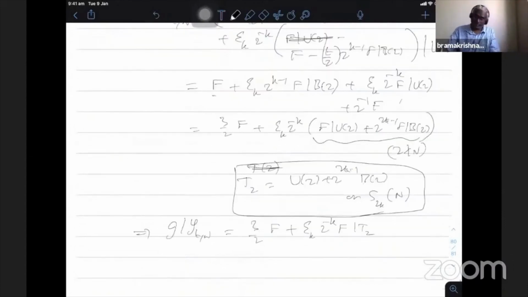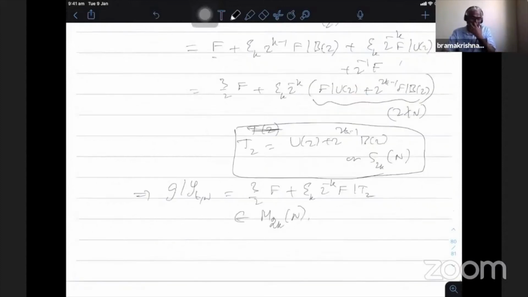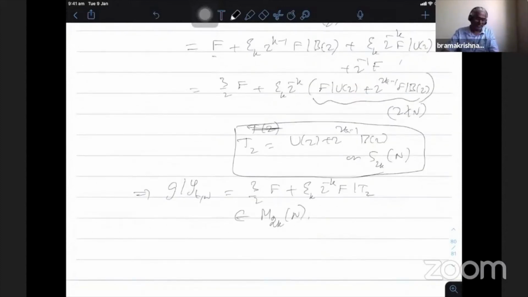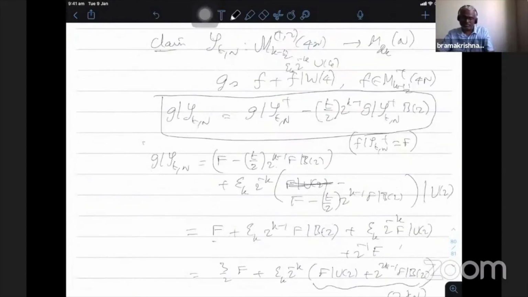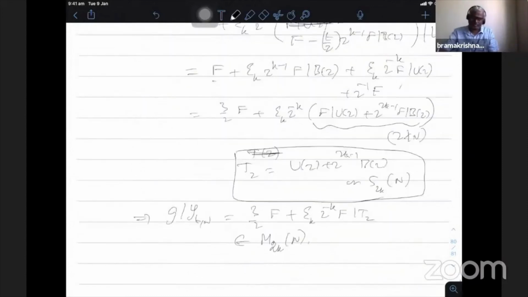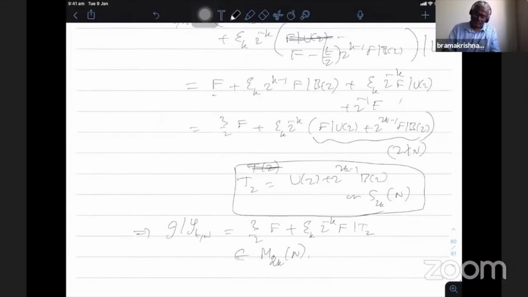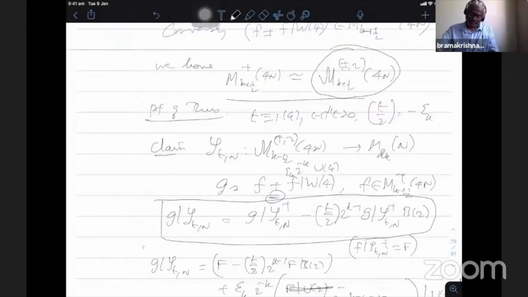Now F belongs to level n. T2 preserves the level n, so F bar T2 is also in level n. Therefore, this belongs to M2k n. So when I take the minus space, the computation is exactly the same. Wherever the t by 2 comes, I should replace it by minus. You change the plus to minus wherever it is essential, take care of the minus here, and I get back the same result. Therefore, this gives the completion of this.